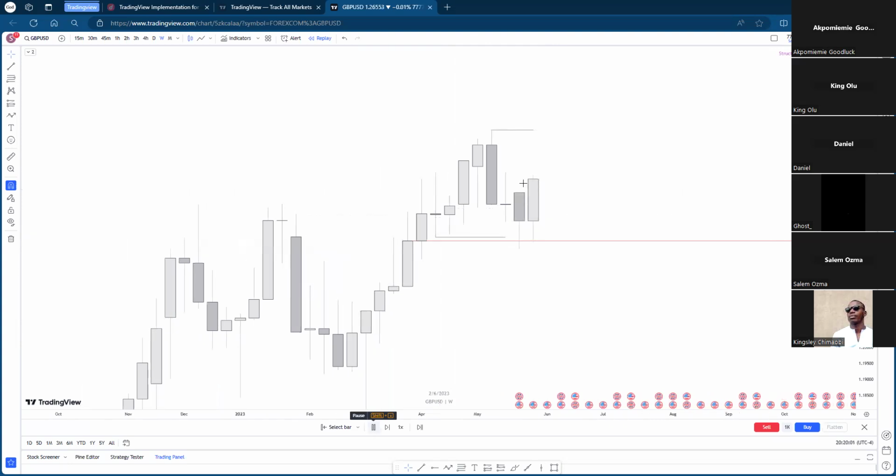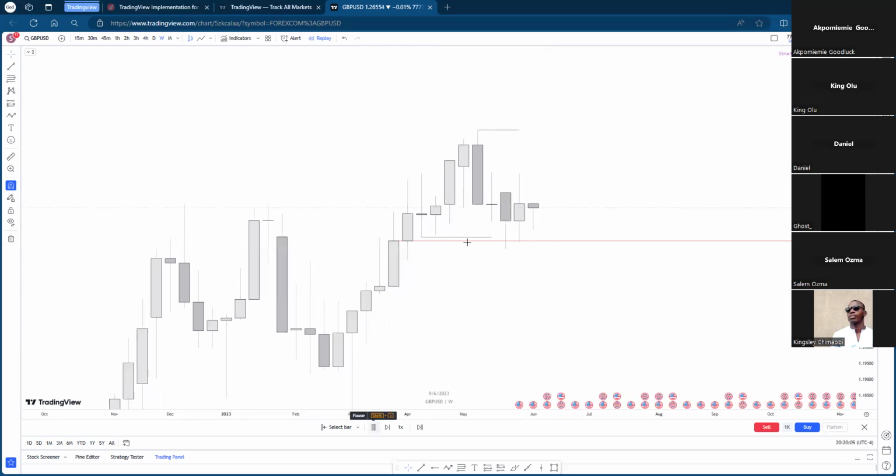How did it close? So let's finish it up. Right? Look at how we closed above it. Right? Created another key level for us here.